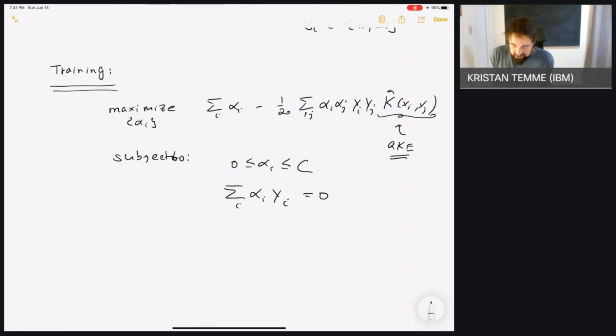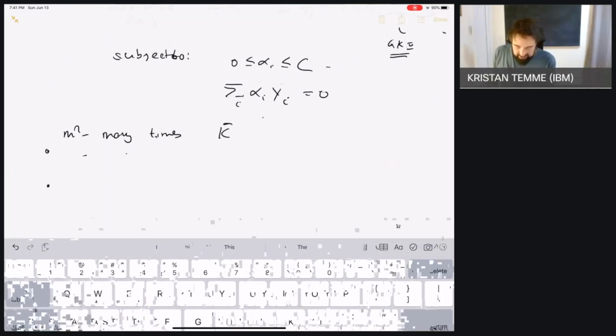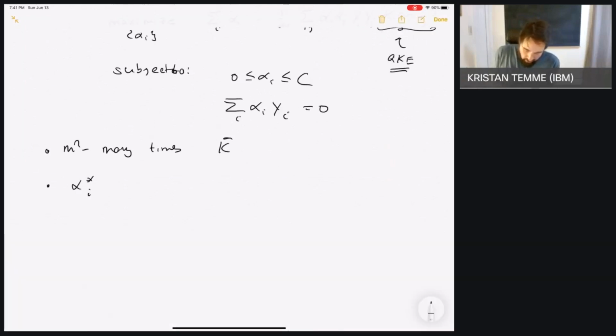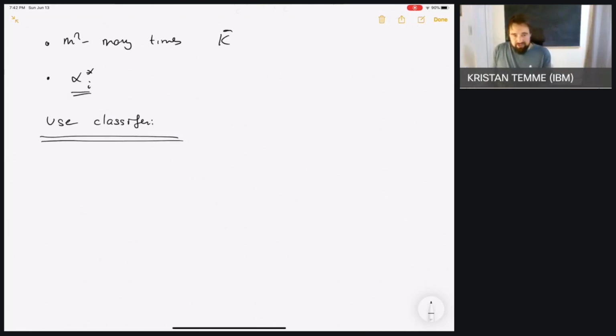So for training, if you do this for all the training samples, you have to perform the kernel estimation routine m² many times to get the k-hats, and then you can feed that into the classical algorithm. As an output, you will get the optimal parameters alpha i's. And if you're now ready to use your classifier, you just need to use those optimal training parameters that you just computed.